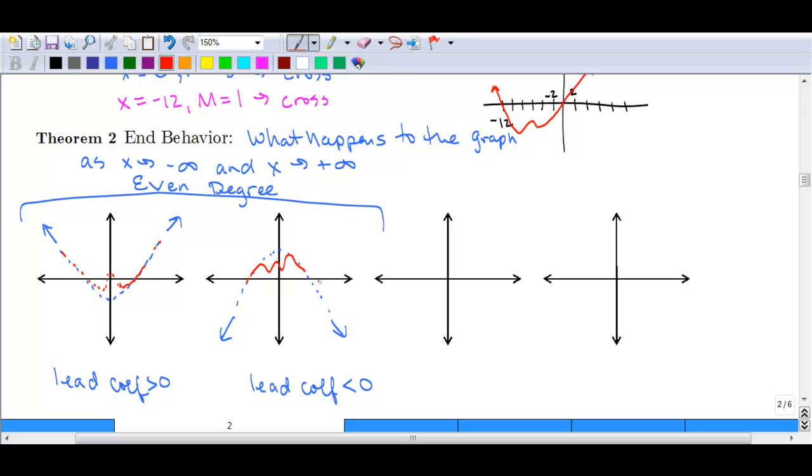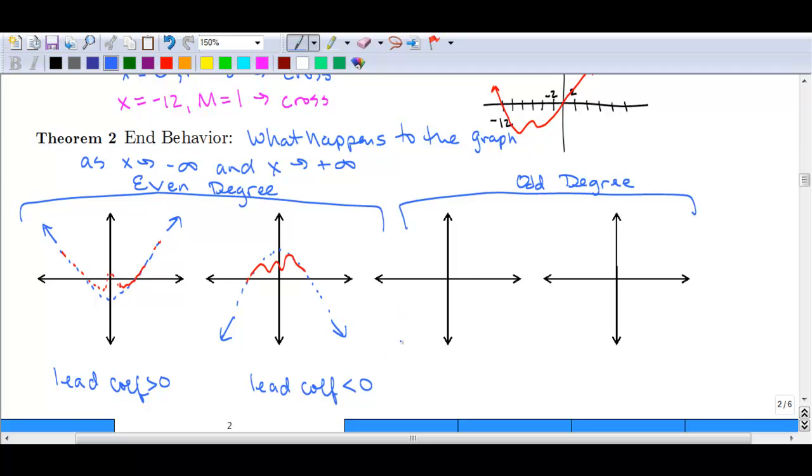So again, this is what happens when you have even degrees. It's rather symmetric, if you will. It goes either up to positive infinity with a positive coefficient or down to negative infinity with a negative coefficient. Whereas if you look at an odd degree function, that is going to be different.